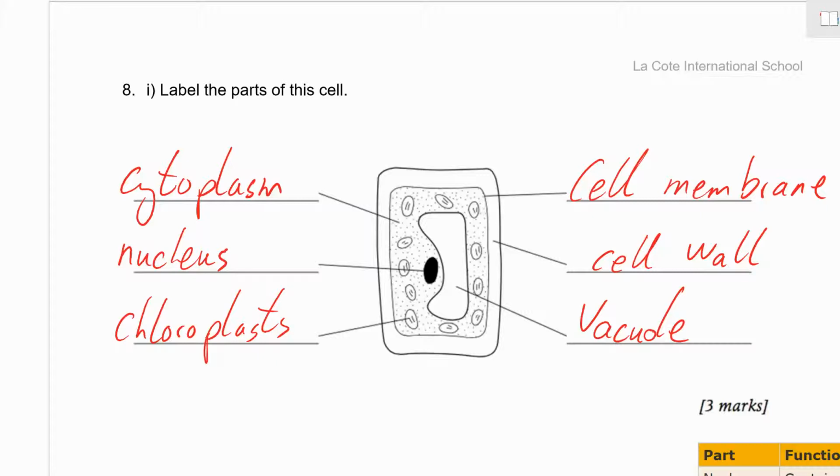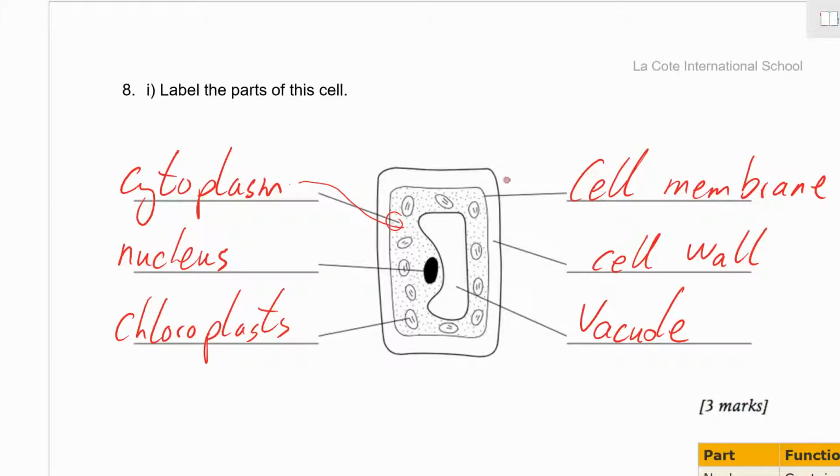Question 8. Label the parts of this cell. So we're looking for the cytoplasm. That's this one going here to the main constituent of the cell. The nucleus, that's this dark black area, that's where the DNA is contained. The chloroplast, these make food for a plant cell, so they turn sunlight into sugar. The cell membrane, so that's the inner one.